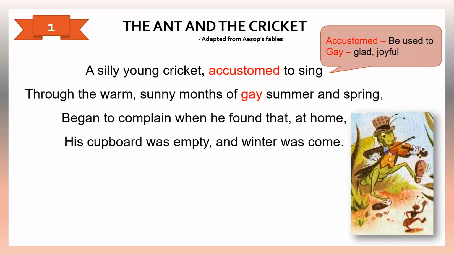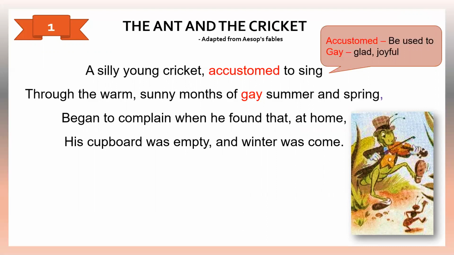Now let's move on to the explanation of the poetic lines. Listen carefully. The Ant and the Cricket. A silly young cricket, accustomed to sing through the warm, sunny months of gay summer and spring, began to complain when he found that at home his cupboard was empty and winter was come.